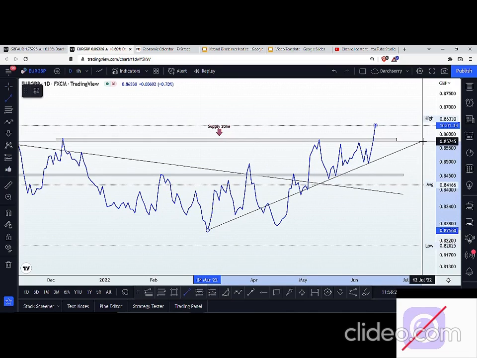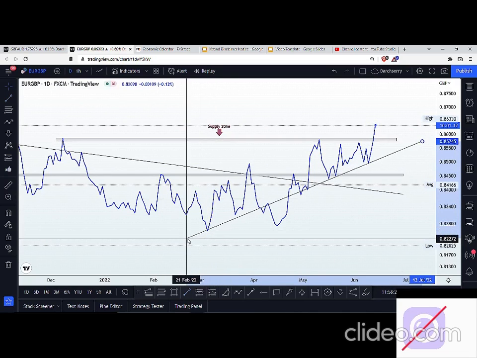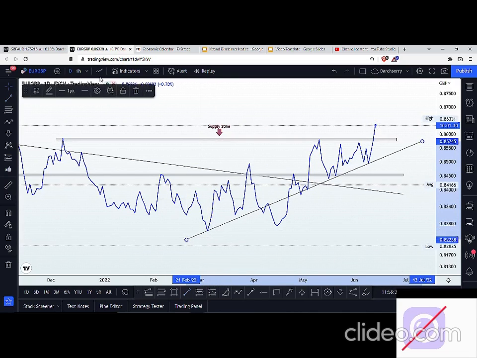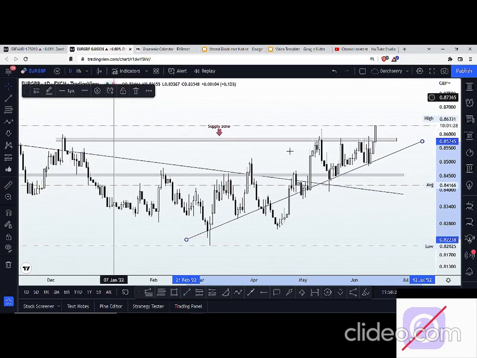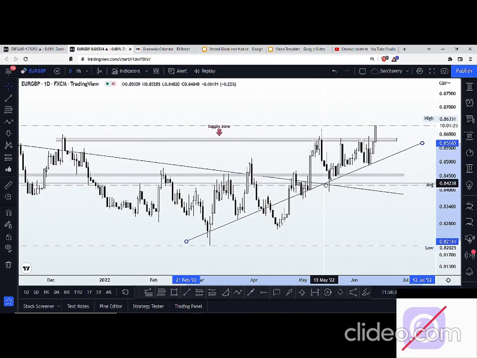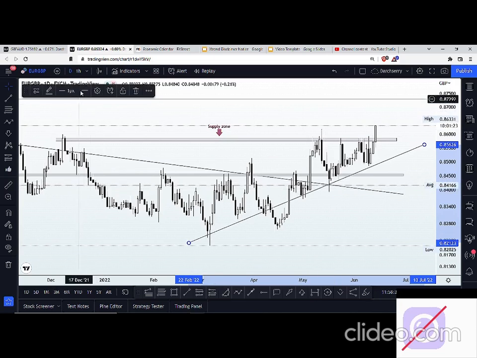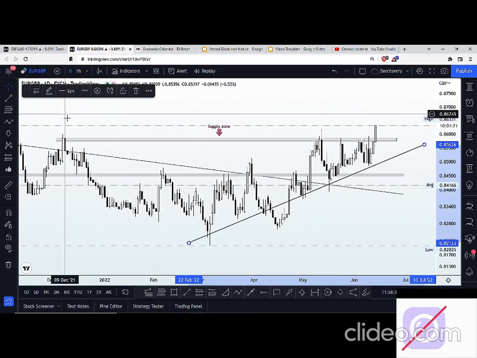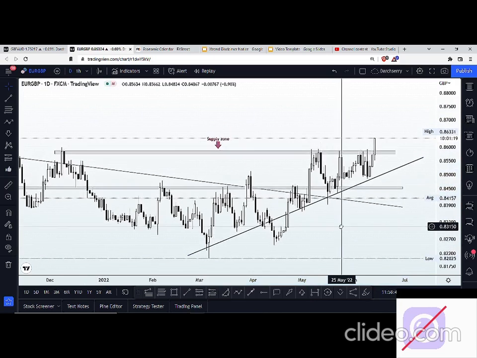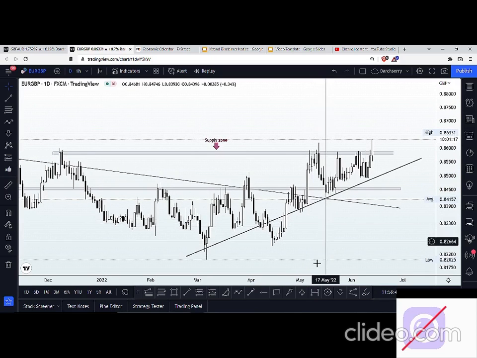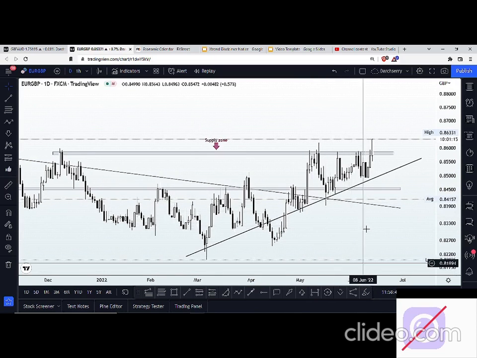We have something around here to play with. So that is that. So we have a bullish trend line here. Let's make it a little bit thicker to emphasize the importance of that bullish trend line. So this is what we have here at this point.